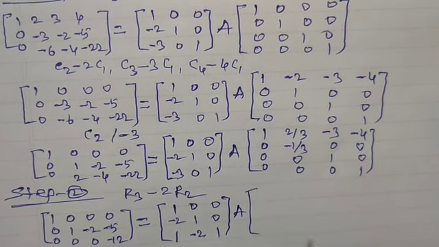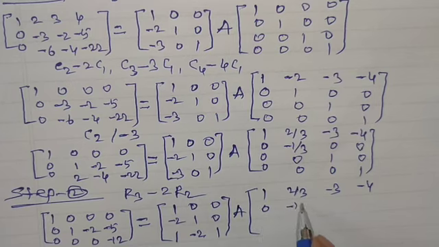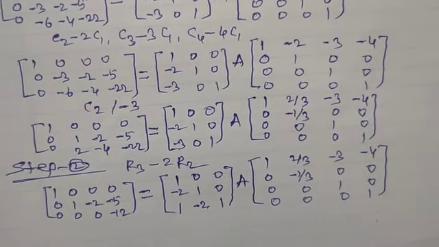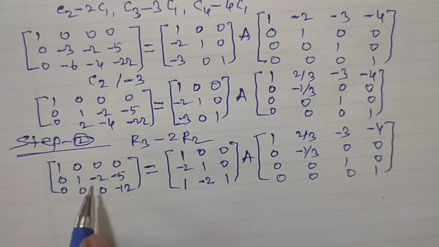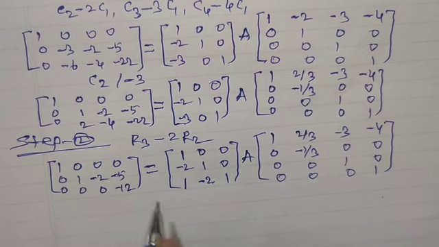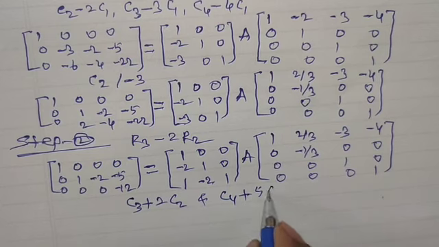A, this matrix also as it is. 1, 2 upon 3, minus 3, minus 4, 0, minus 1 upon 3, 0, 0, 0, 0, 1, 0, 0, 0, 0, 1. Now we want this element 0 and this element 0. Apply column transformations: C3 plus 2 times C2 and C4 plus 5 times C2.